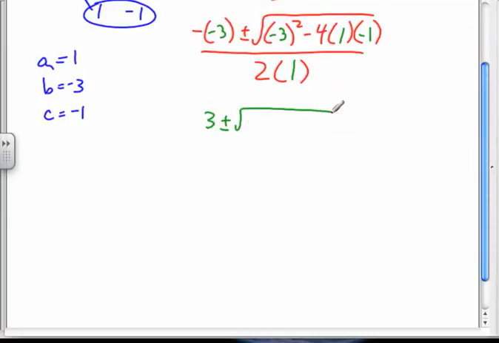Okay. Now, guys, as I start to simplify this, I'm going to get negative 3 is positive 3 plus or minus the square root of 9. And since there are two negatives, I know it's going to be plus 4 all over 2. Okay, so this is getting simpler. 3 plus or minus the square root of 13 over 2.